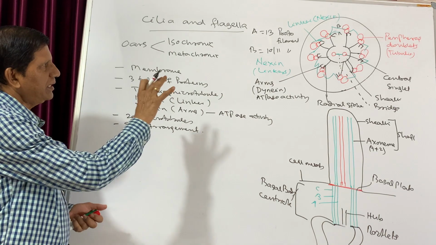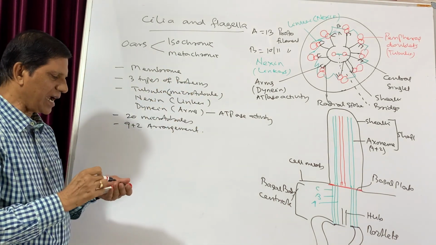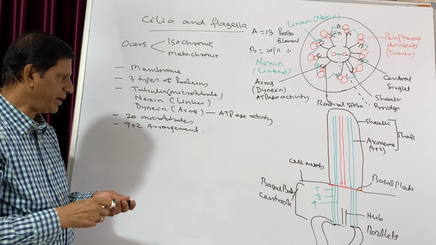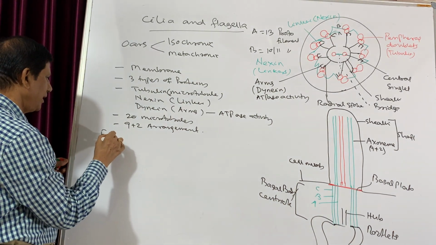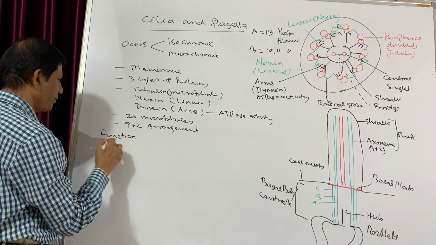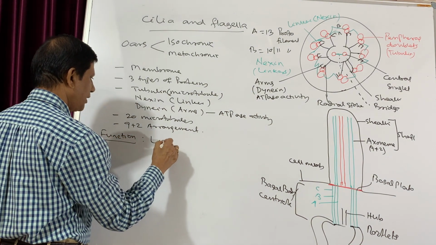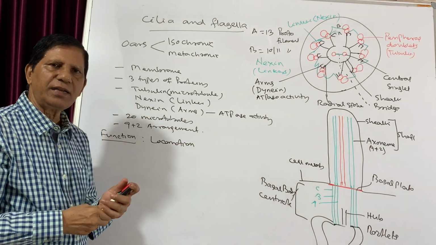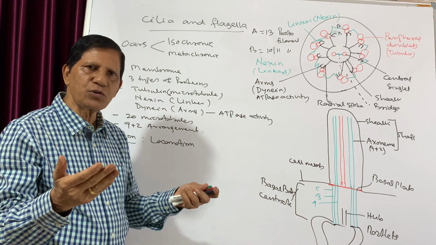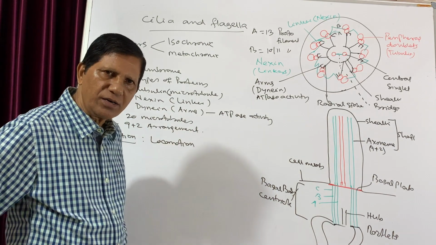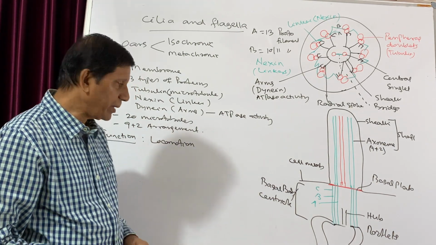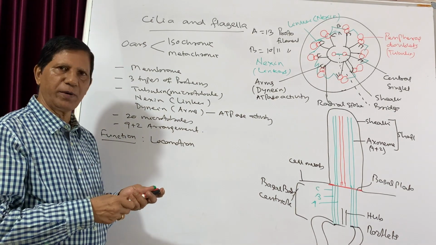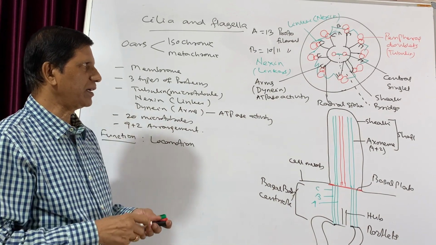Now this is the structure of cilia and flagella. But what is the main function? The main function of cilia and flagella is locomotion. As I have already told you earlier, the cilia behave like oars and push the surrounding water so that it moves ahead. But in the case of flagella, how does it move? That is the sliding movement. So how that sliding movement takes place, just you see.